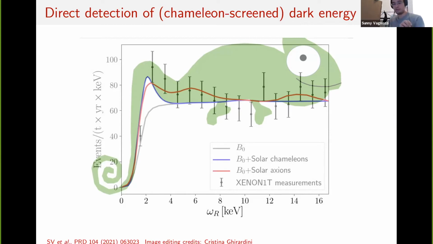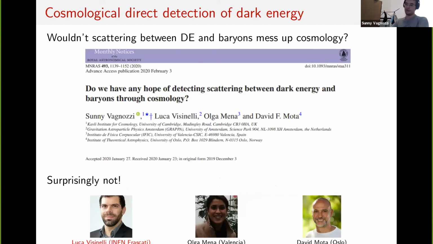What you want to do is look for complementary signatures in other observations. I know that complementary is a word which is very abused in the field, but trust me, here it's really important. So the question we can ask ourselves is, if dark energy and visible matter talk to each other in a way which is strong enough to explain this signal, what do we expect to see in cosmology? In this paper 2 years ago with Olga Mena, David Mota and Luca Visinelli, we asked ourselves, let's assume that dark energy and baryons scatter very strongly. Is it going to mess up cosmology on linear scales? And the answer is actually, very surprisingly, no.